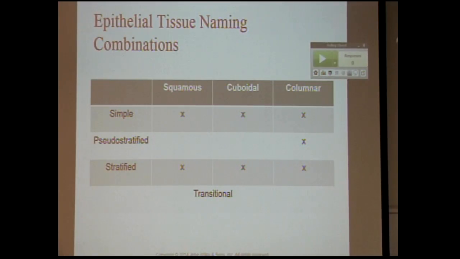I think I took that one off the study guide, if I remember correctly. Transitional means it can change shape, basically from squamous to cuboidal. And the cell that can do that is in the bladder. So when your bladder expands, those cells go from cuboidal to squamous, and when it's emptied, they go back to cuboidal. That's the transitional epithelium. Kind of interesting.